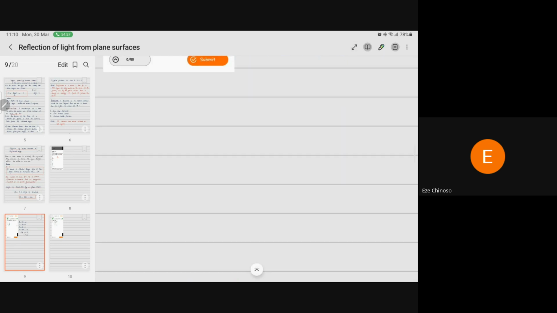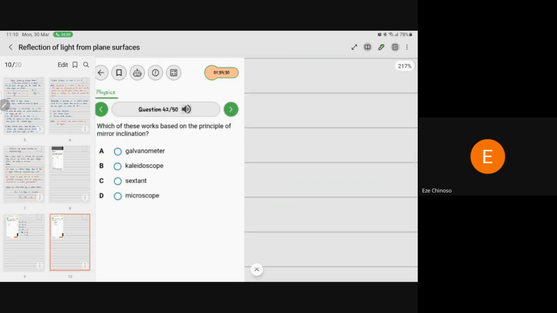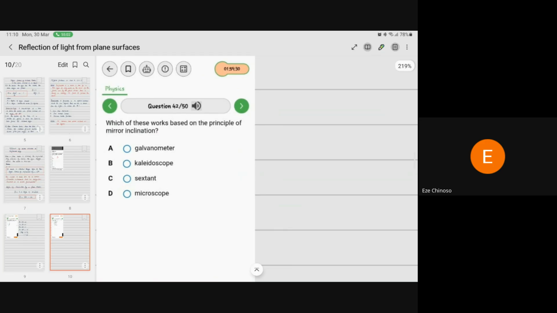The next one now. This one says, which of these works based on the principle of mirror inclination? So which one works based on mirror inclination? Anybody answering? I think by now the answer should be raining on the chat. Anybody? Can we still hear me? You know, when it comes to questions like this, nobody answers. You guys will turn deaf and dumb.